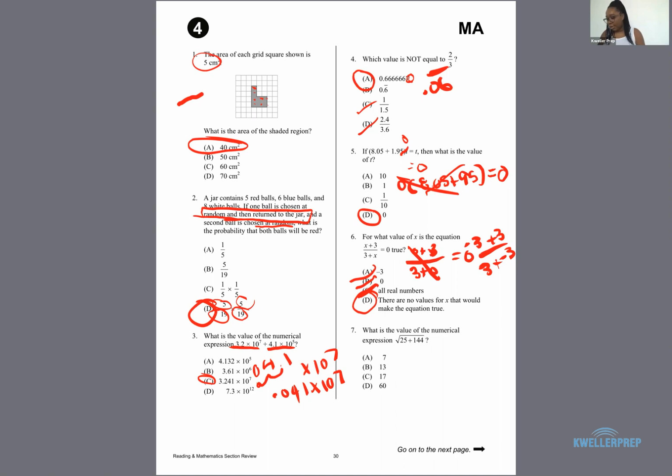For number 7, what they want you to do is think, oh well, I can just do the square root of 25 plus the square root of 144. But no, you cannot do that when you are working with roots. What you have to do is simplify what's under the square root. You have to work with what you got. So 25 plus 144 is 169. The square root of 169 is 13. The answer is B.